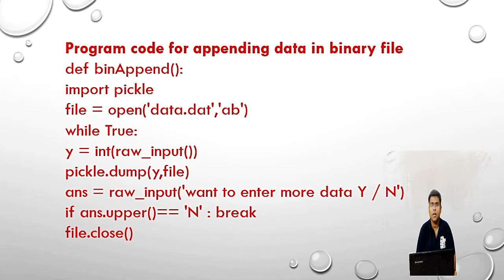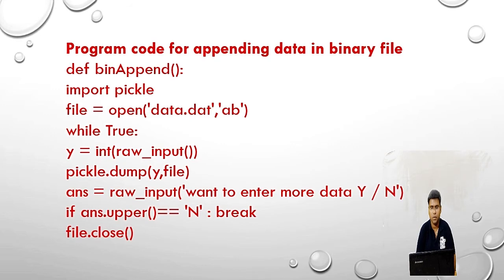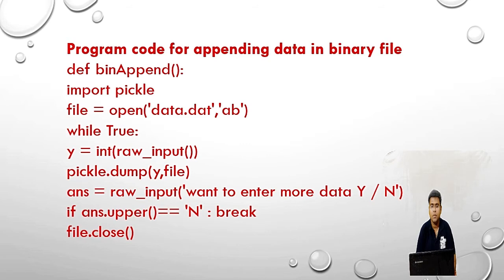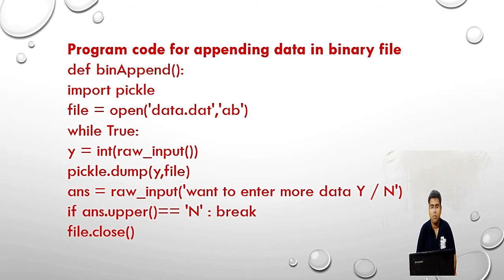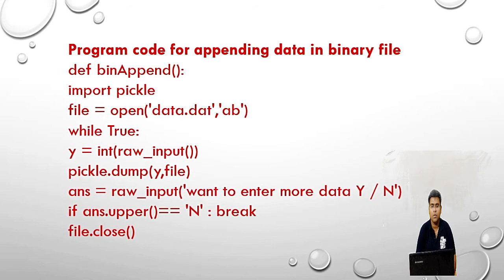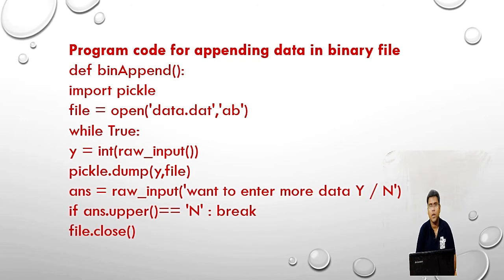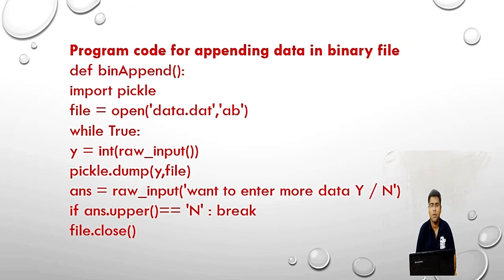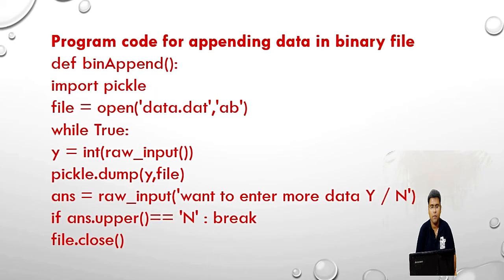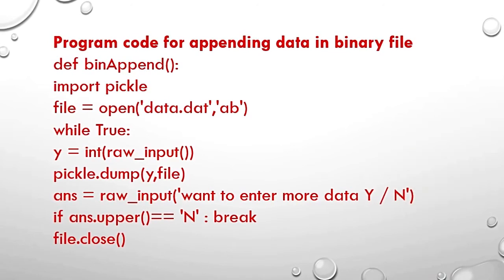Now we are giving the user an option whether they want to continue this process. So the user may either press Y or N. In the next line, if ans.upper equals to N, that means the user no longer wishes to provide any new data, then we will call the break statement, and the program will end over here. And after performing all these steps, all I have to do is to close the file.